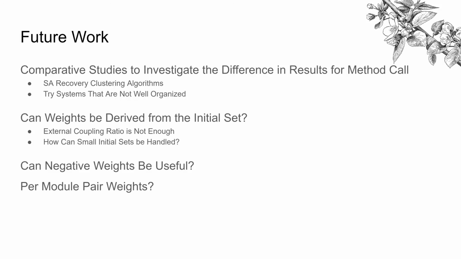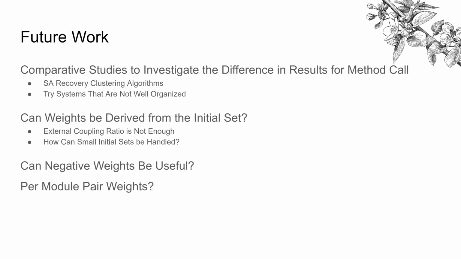One large problem is, of course, that if we have a new system or if we want to use this practically, we don't have a ground truth. So how can we derive these weights from the initial set? How large does this initial set have to be? Is it viable to execute a genetic algorithm on a small initial set?